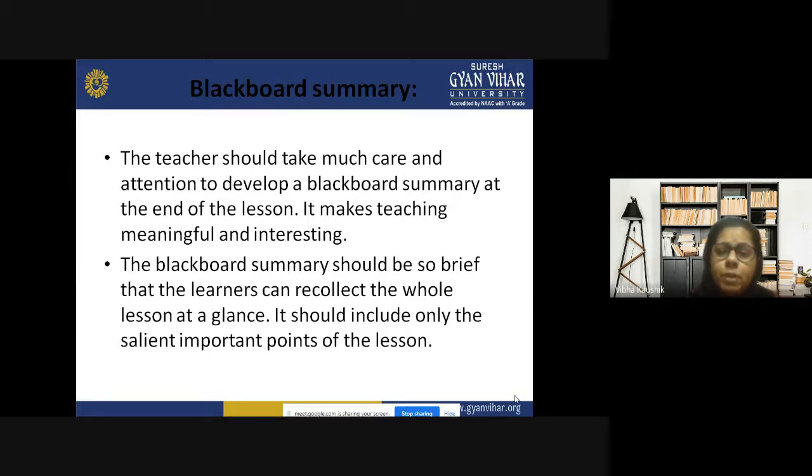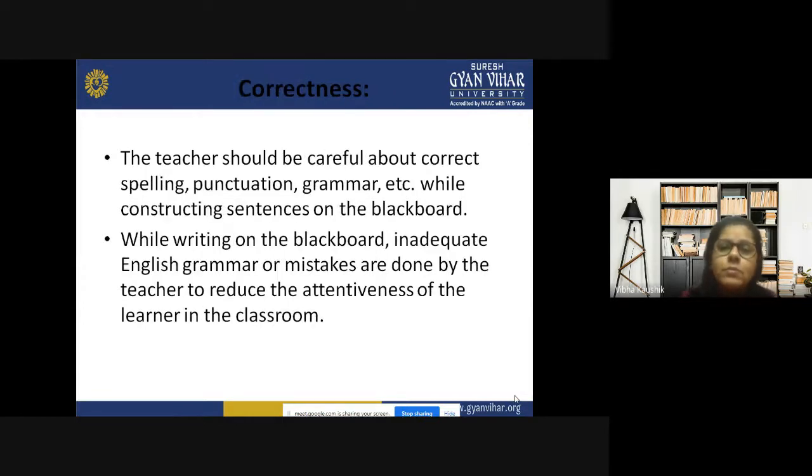It should be brief and precise, limited to the main points, so that the learner can recollect the whole lesson. Through that blackboard summary the student will have the whole information about that lesson plan. It should include only the saliently important points of the lesson.